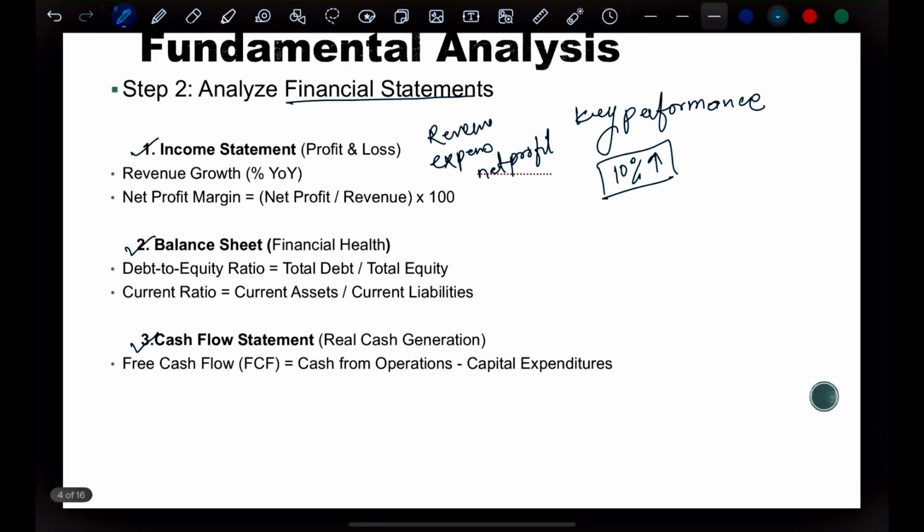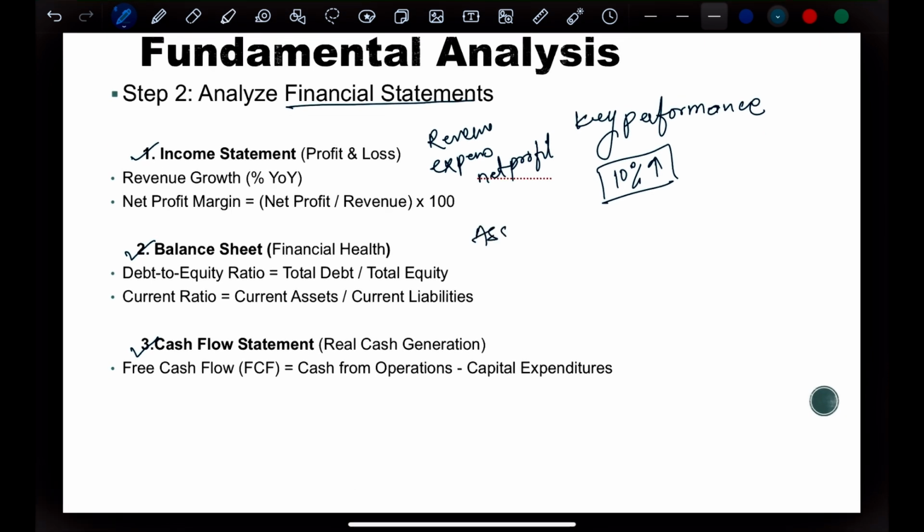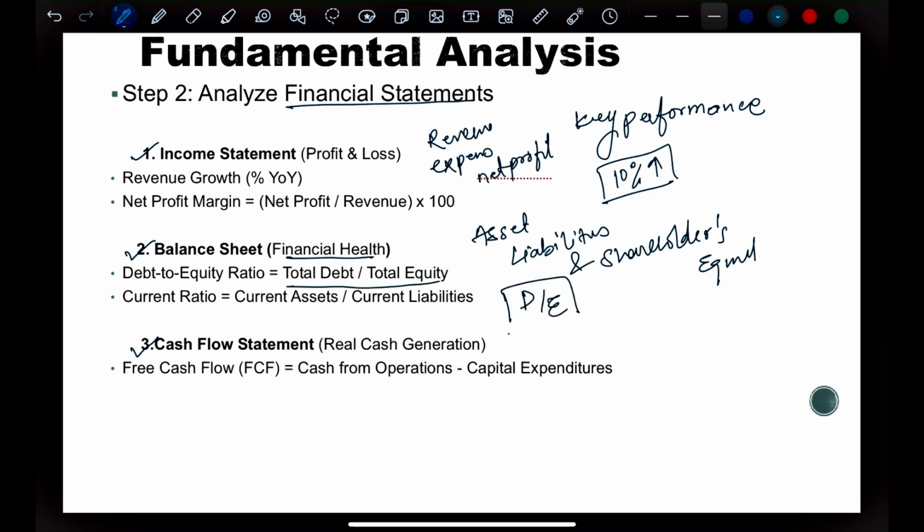The next one is the balance sheet, which displays assets, liabilities, and shareholders' equity. Now it tells us about the financial health of the company. In the balance sheet, what we look for is the debt of the company, the debt to equity ratio of the company, and the current ratio of the company, which is current assets upon current liabilities. We will look at these two ratios in a later part of the video.